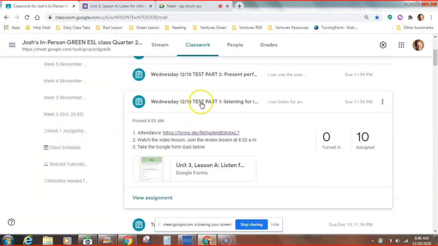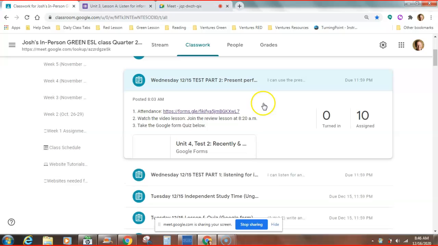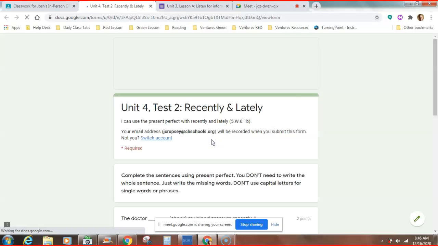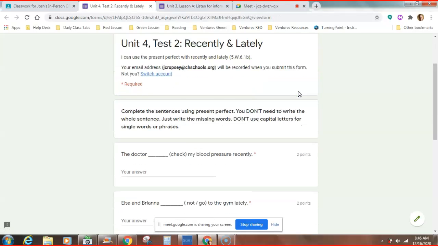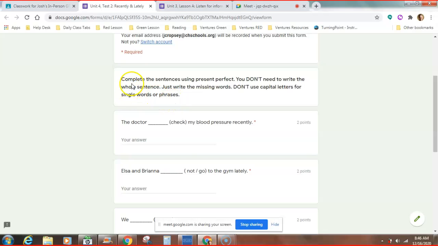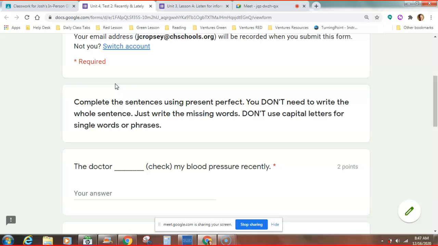The second part of the test is going to be all about using recently and lately with the present perfect verb tense. So we'll review that again today in a minute. But basically what it wants to do is see if you know what you're doing. Now, she put some very clear directions on the test. Can you read that for me, Geetha? Yes, complete the sentence using present perfect. You don't need to write the whole sentence. Just write the missing word.